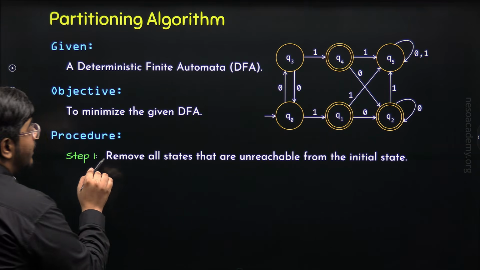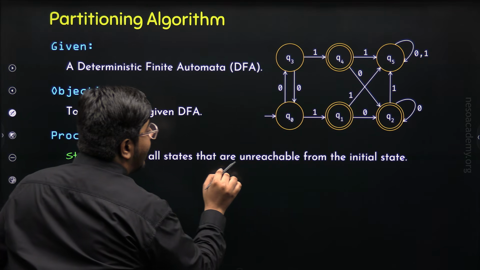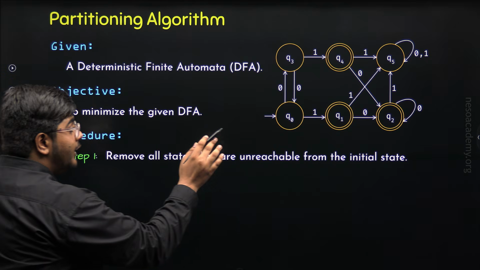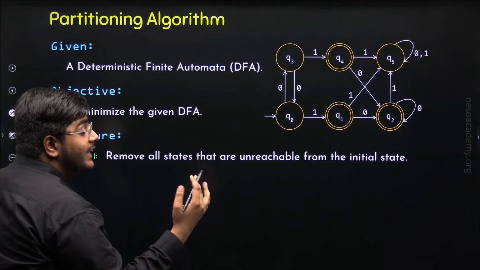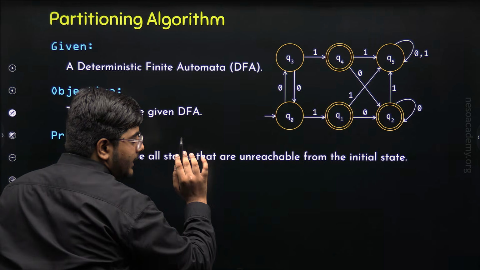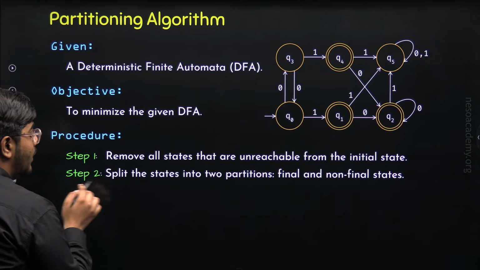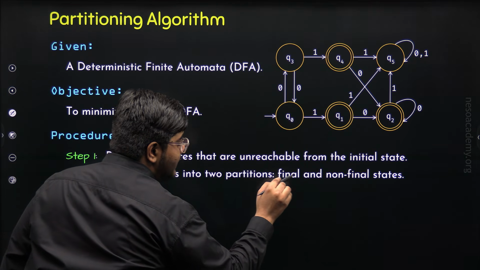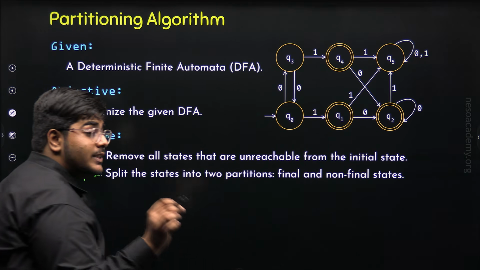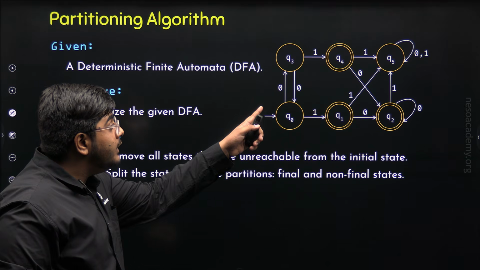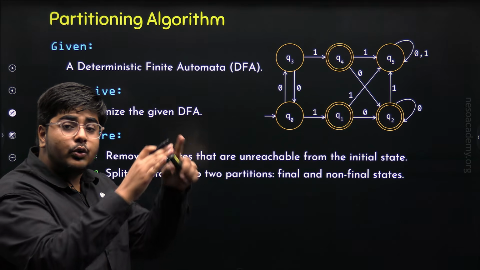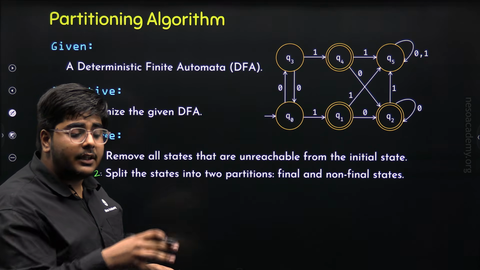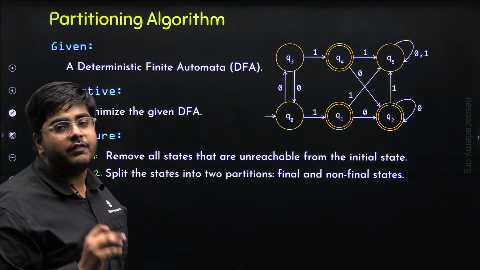Step number 1. Remove all states that are unreachable from the initial state. So in the very first step, we need to remove all the states that we cannot reach from the initial state. In step number 2, we need to split the states into two partitions, final states and non-final states. So in step number 2, we need to divide the states of the DFA into two partitions. One partition will be containing the final states and another partition will be containing all the non-final states of the DFA.